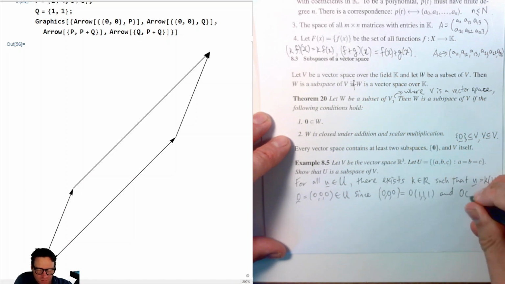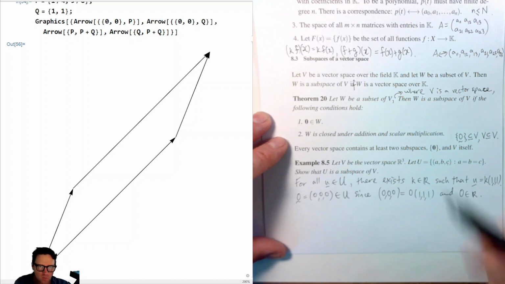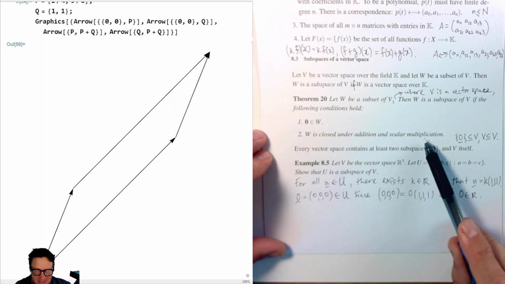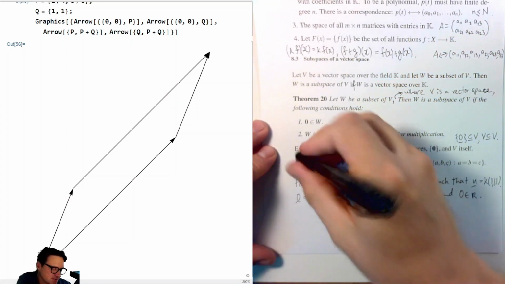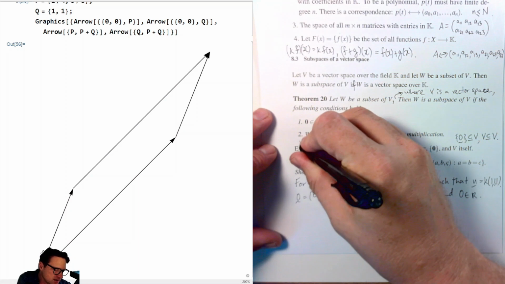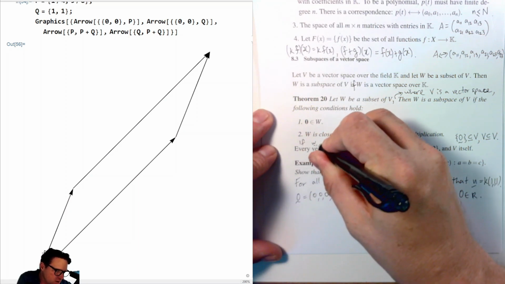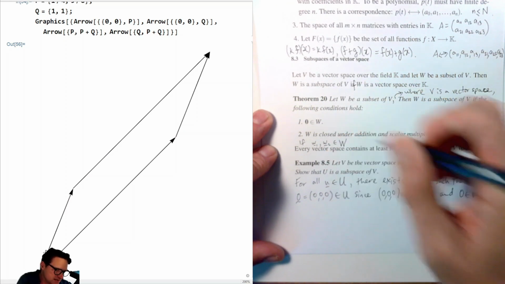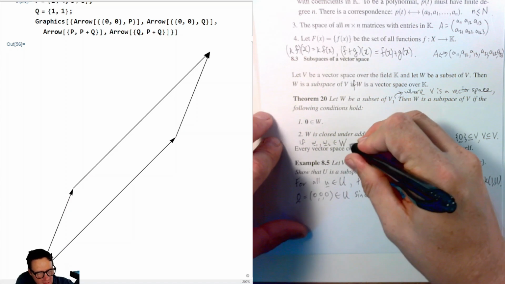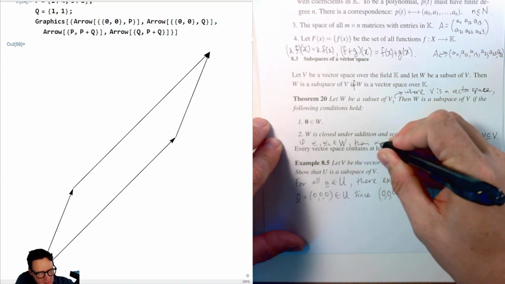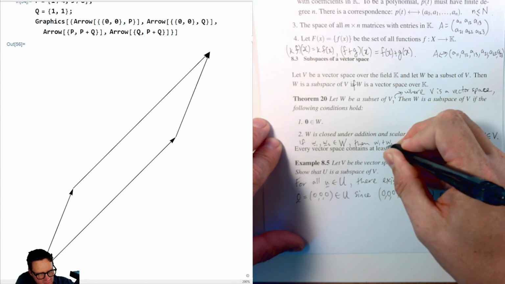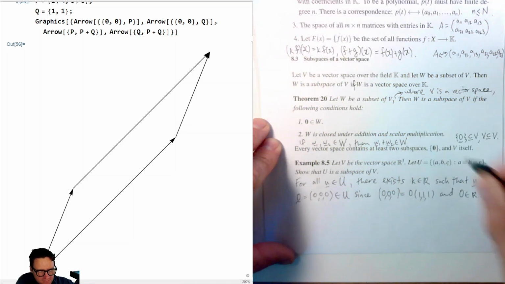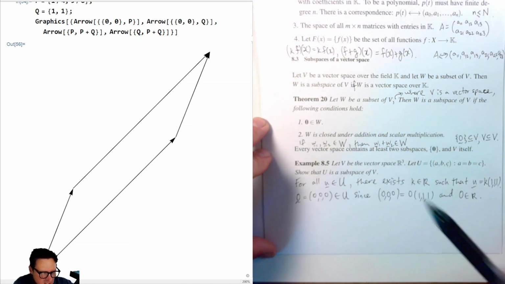And 0 is a real number. So number 1 holds. Okay, let's check that W is closed under addition and scalar multiplication. Now what does this mean, incidentally? It means that if W1 and W2 are elements of the set W, then W1 plus W2 is also in the set W. So that's closed under addition.